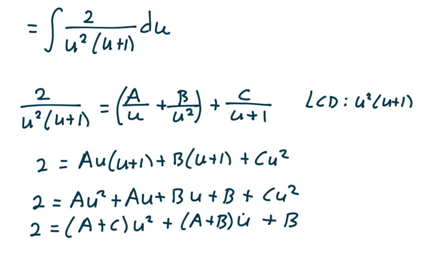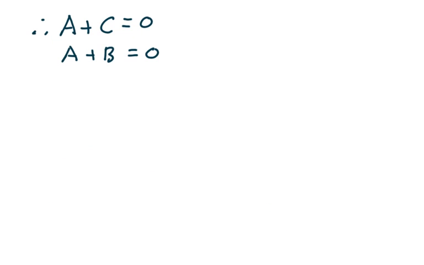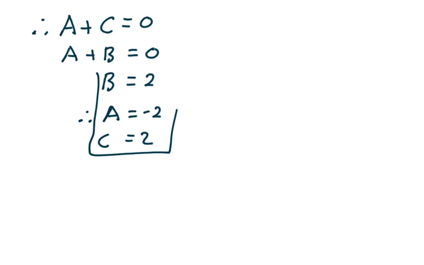And b has to be 2. But if b is 2, a is negative 2. And if a is negative 2, that forces c to be 2. So this is what we need, okay? So I'm just using these two equations to get a, b, and c. Well, b is already given, and I need the other two equations to get a and c.